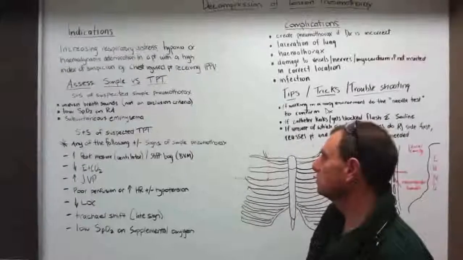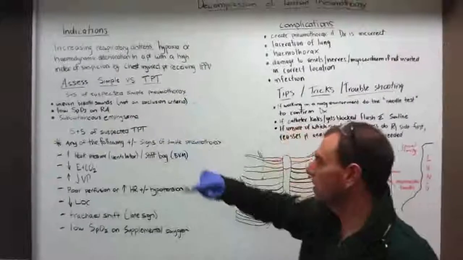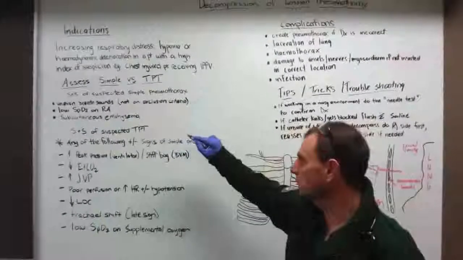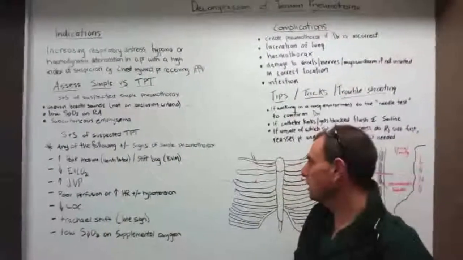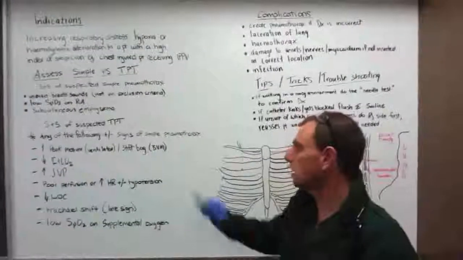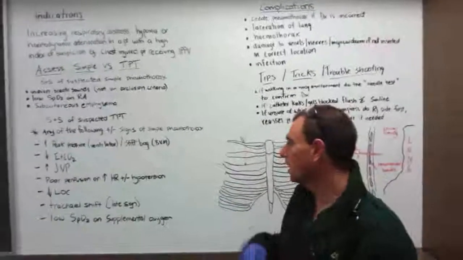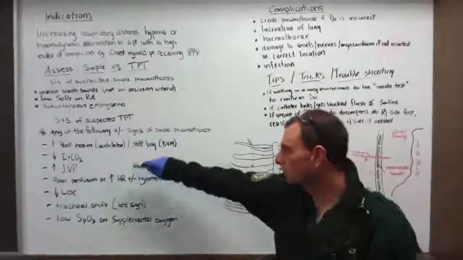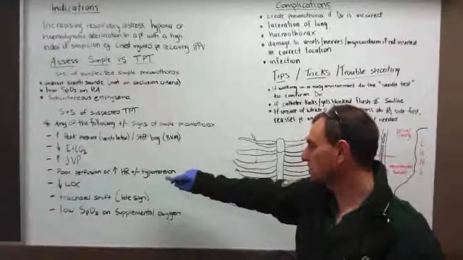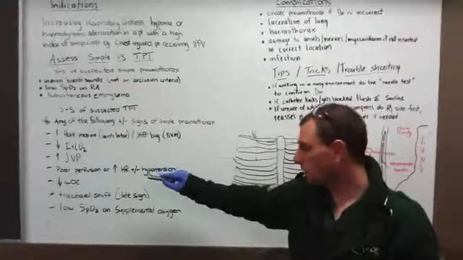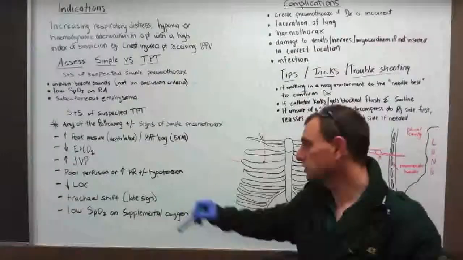Some of the signs and symptoms: uneven breath sounds, though they're certainly not an exclusion criteria, low SpO2 on room air, subcutaneous emphysema. For suspected tension, any of the following plus or minus the signs of a simple pneumothorax, such as increase in peak pressure in a ventilated patient or a stiff bag when doing BVM, decreased end-tidal CO2, distended JVP, poor perfusion, increased heart rate or hypertension, decreased LOC, tracheal shift, which is the late sign, and low SpO2 on supplemental oxygen.